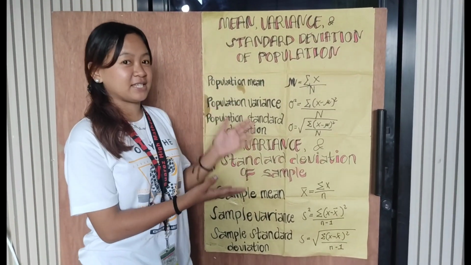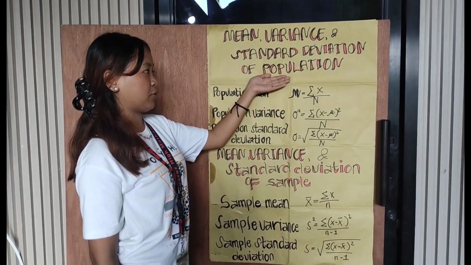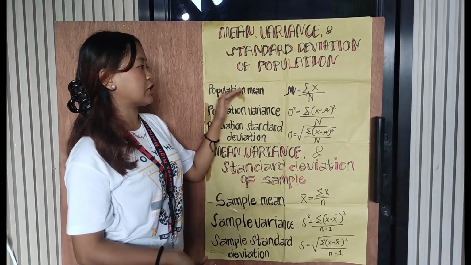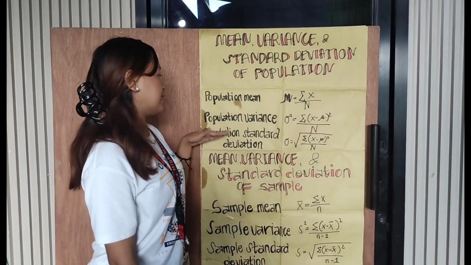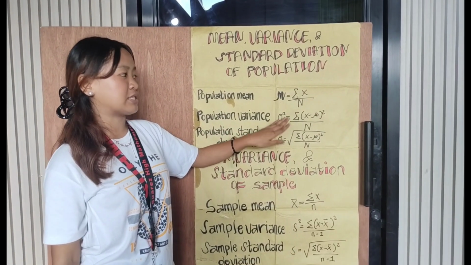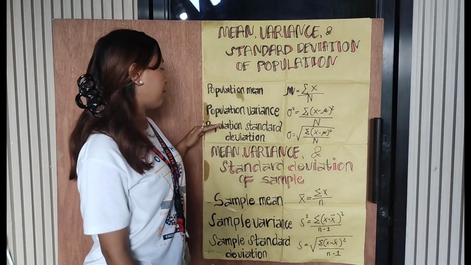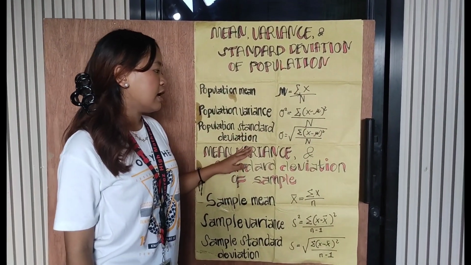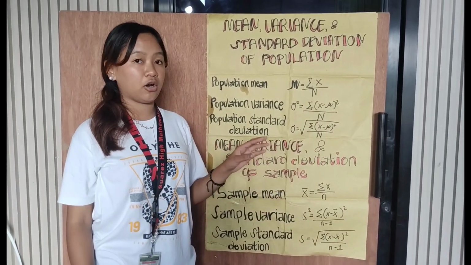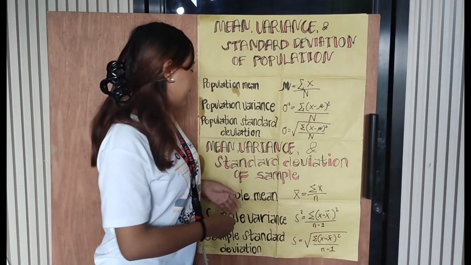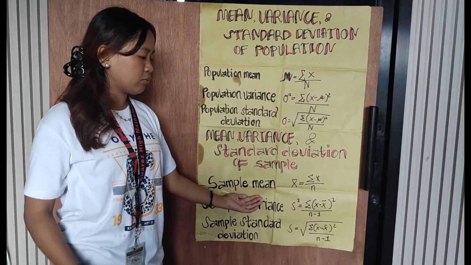So, here is the summary of the formulas. Please remember these. For the mean, variance, and standard deviation of a population: the population mean is mu equals summation of x over big letter N. The population variance is sigma squared equals summation of x minus mu squared over big letter N. And the population standard deviation is sigma equals square root of summation of x minus mu squared over big letter N.